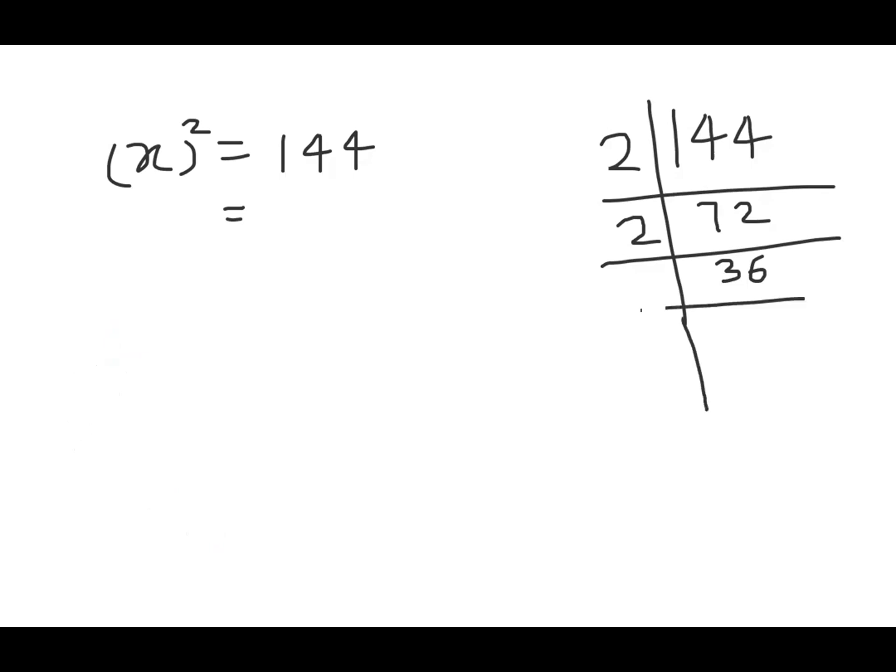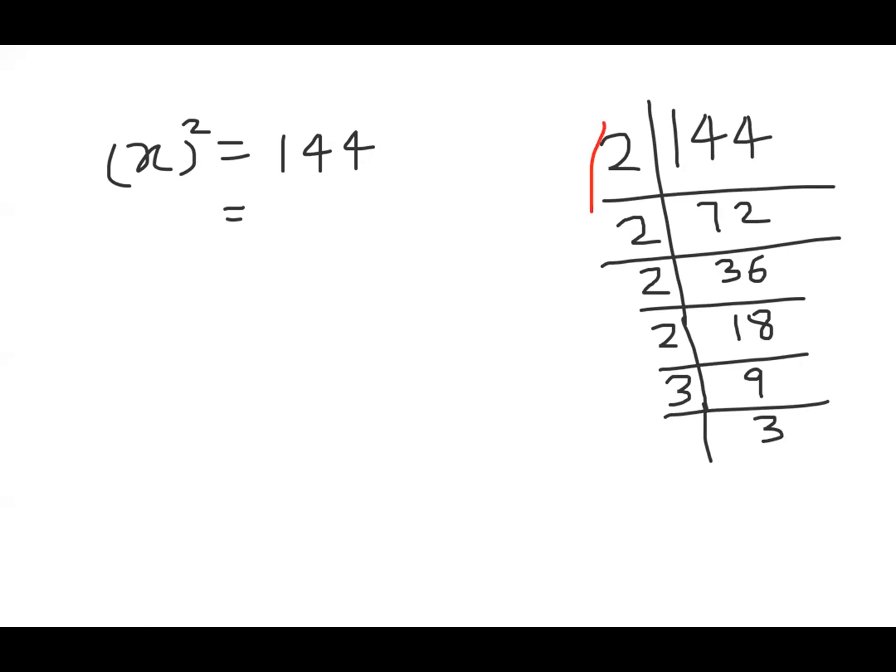Now again, let's divide this. We will keep on dividing till we are left with a number which cannot be divided further. 36 divided by 2 gives 18. 18 is also divisible by 2. We get 9. Now 9 is not divisible by 2 further since it is odd. It is divisible by 3. So let's divide it by 3. 3 multiplied by 3 gives us 9.